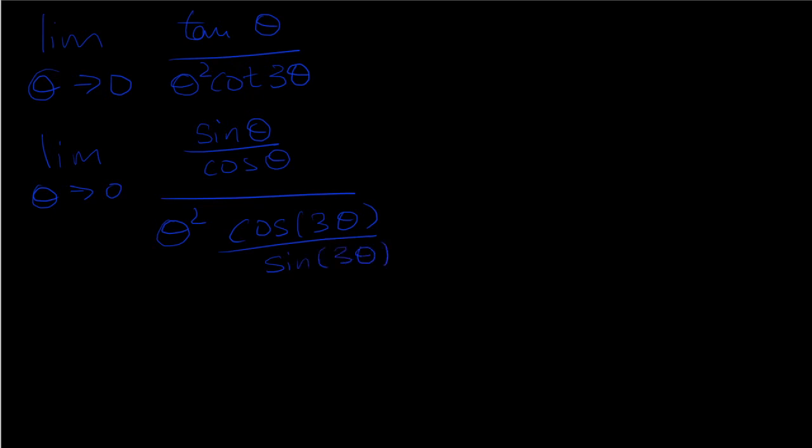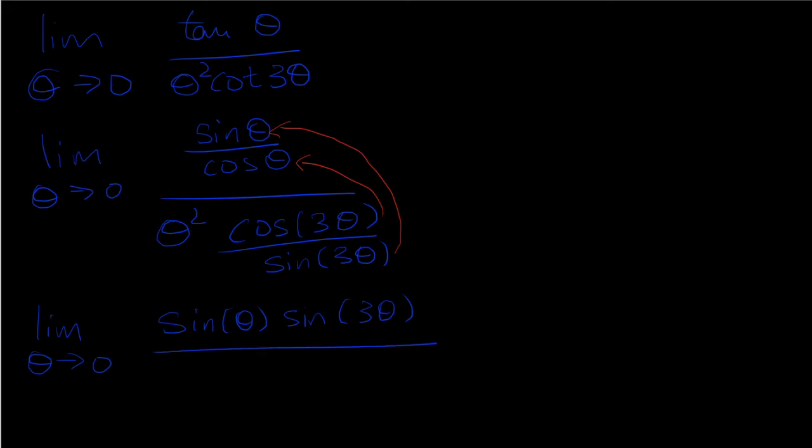I'm going to apply that little trick with the fractions. So this sine 3 theta is going to come at the top, cosine 3 theta is going to come at the bottom, as well as theta squared. So I have limit as theta approaches 0, sine theta times sine 3 theta, and that's all going to be over theta squared, cosine theta and cosine 3 theta.